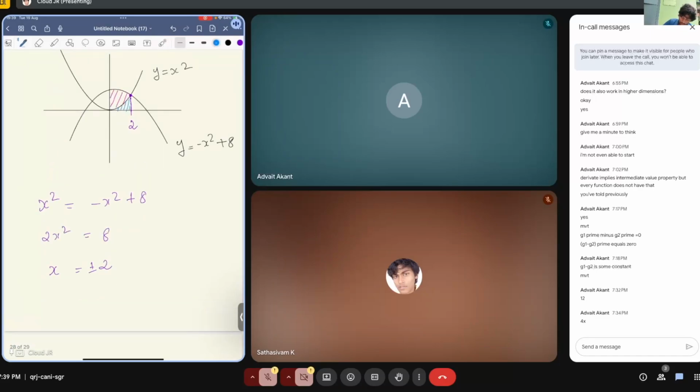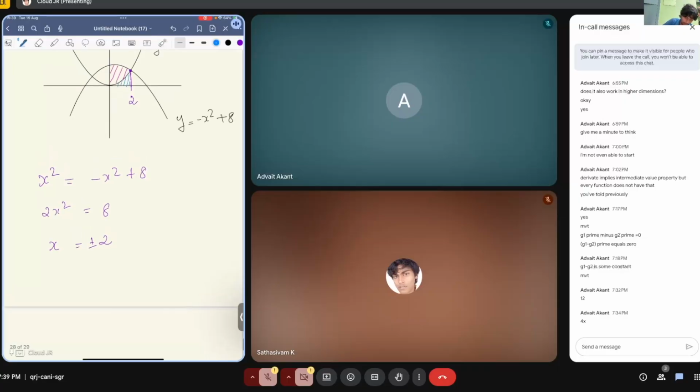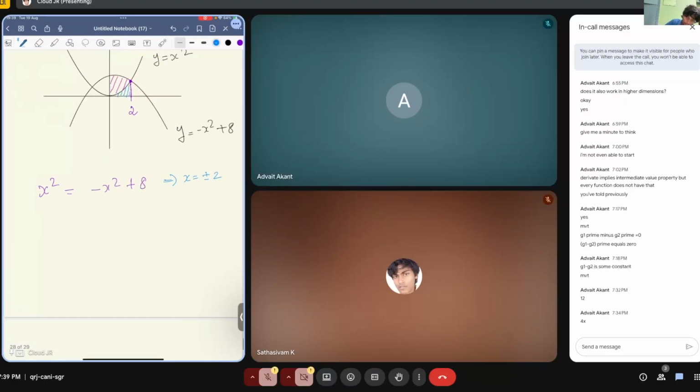If you want to find the total area, maybe I'll erase this and write x equal to. The total area is nothing but the integral from 0 to 2 of minus x square plus 8 dx. But I want to subtract the area bound by this curve, so this area I want to subtract. That is minus the integral from 0 to 2 of x square dx.